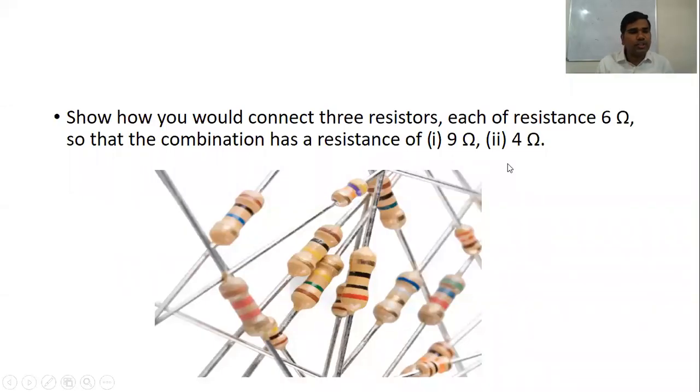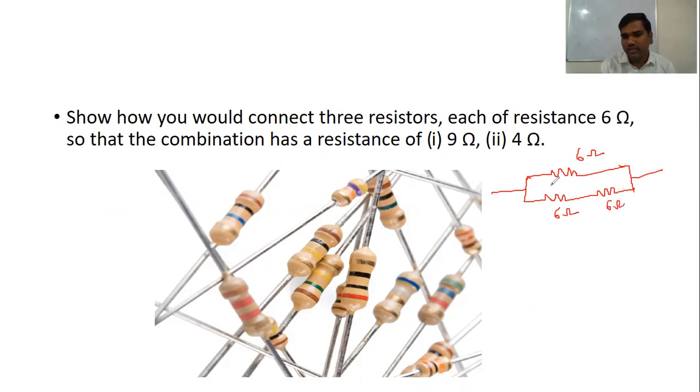The second part of the question is that the same 3 resistors we have to arrange in such a way that the total resistance should be 4 ohm. Okay. Now we will solve that part also. I have a resistor of 6 ohm and another resistor 6 ohm and 6 ohm. Let us connect like this and we will see what is the total resistance. Now we know that these two are in series. When two resistors are in series, it will give 6 plus 6, 12 ohms. This is 12 ohm.